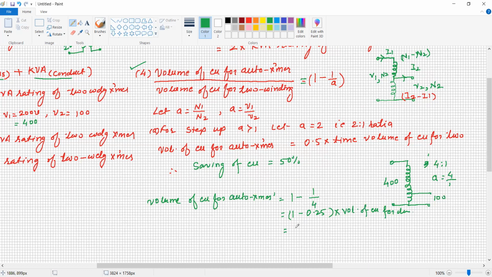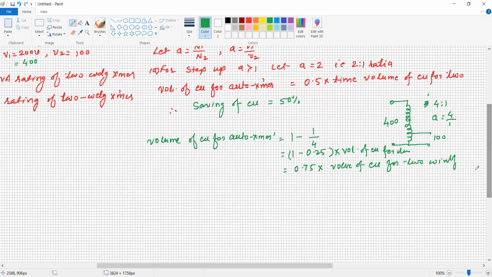It means that it is 0.75 times volume of copper for two winding, isn't it? Volume of copper for two winding. What does it mean? What is the saving? 0.75 is needed. So what is the saving? Same ratio, isn't it? The saving is 75%.